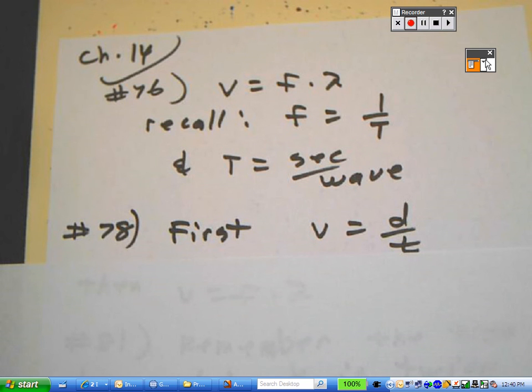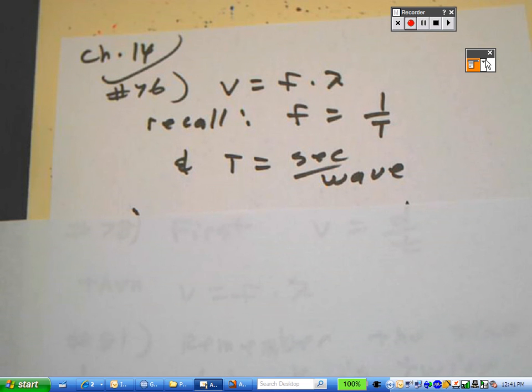Hey, honors physics students, how about some hints about the chapter 14 and 15 textbook assignment? Not all the problems, but a few of them. Let's look at number 76 in chapter 14 first.